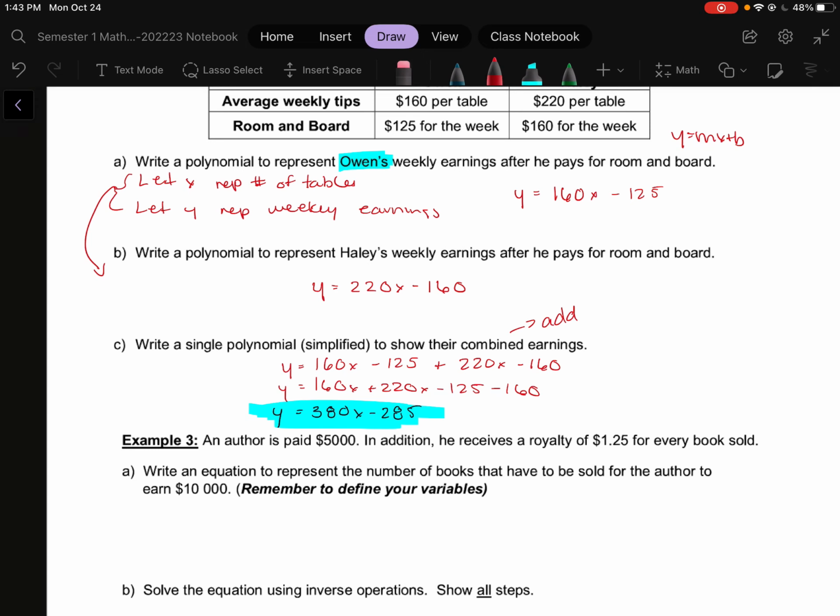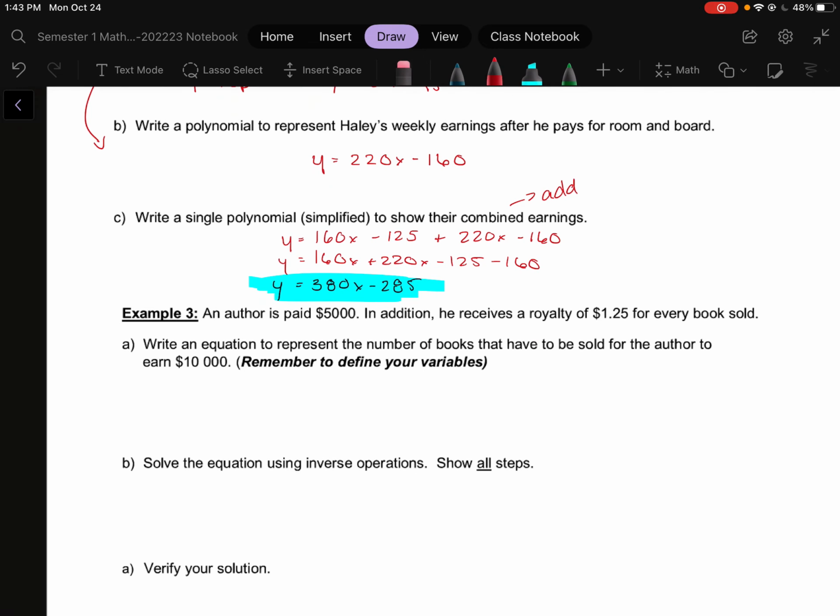Okay, so pretty simple and straightforward. It's going to be really important to break things up.